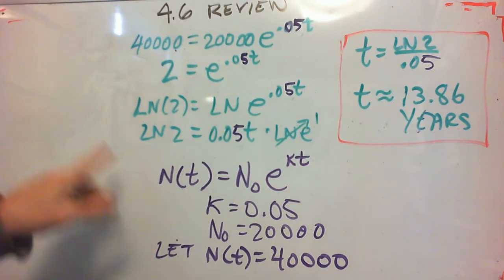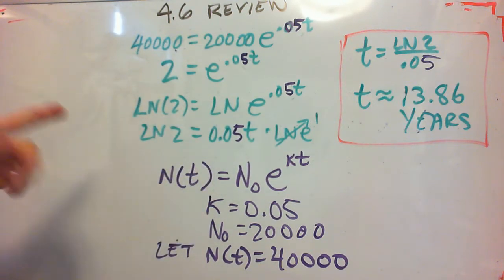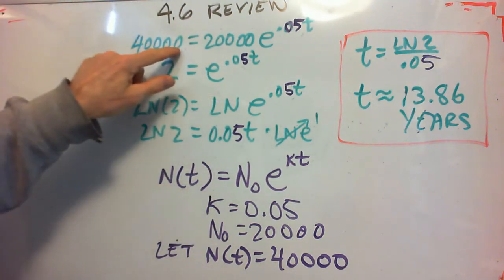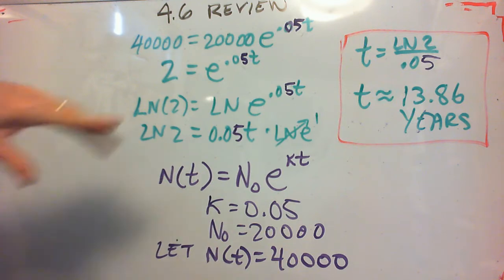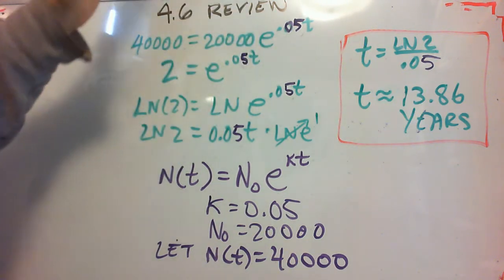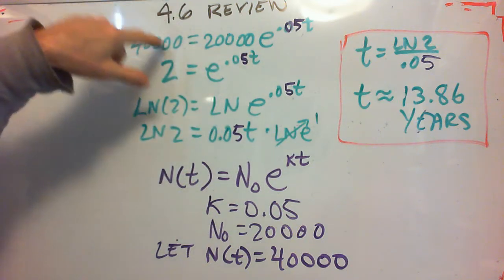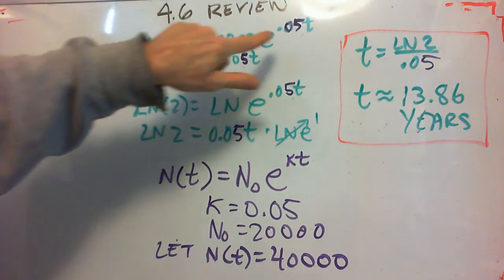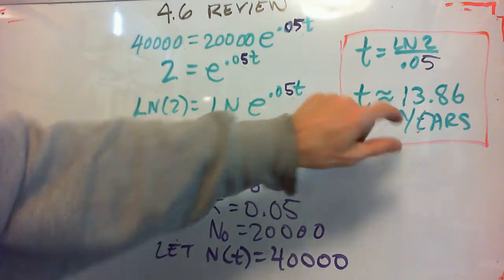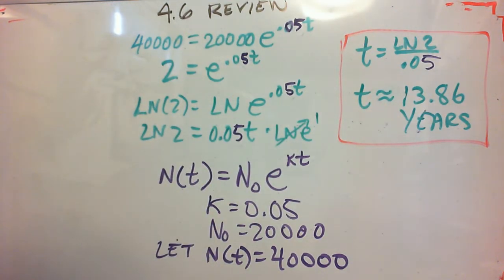What's interesting here is this not only applies to populations, but it applies to money in a bank earning interest. It's exponential growth, but it's very close to growth that's compounded monthly. If you have $20,000 invested at 5%, in about 14 years, it's going to double in its value.